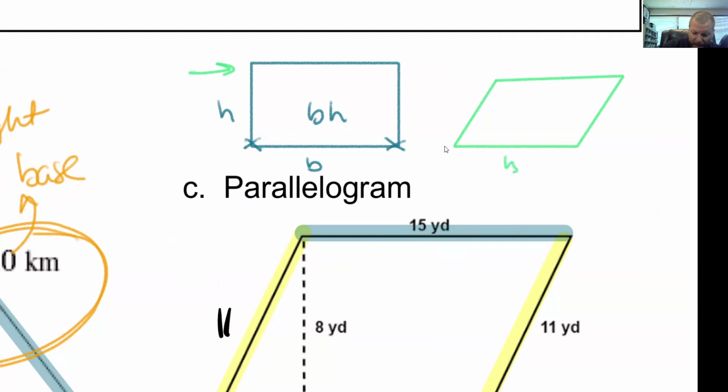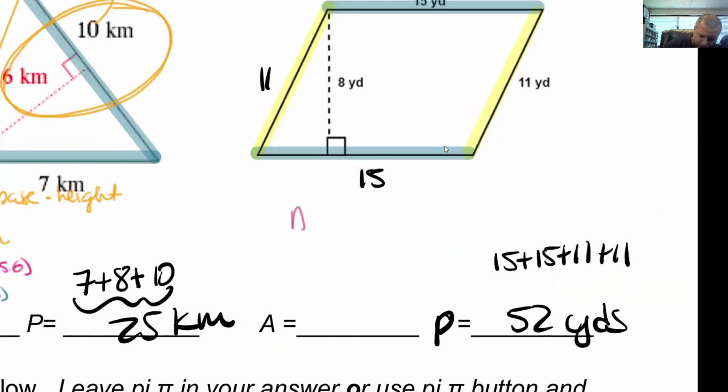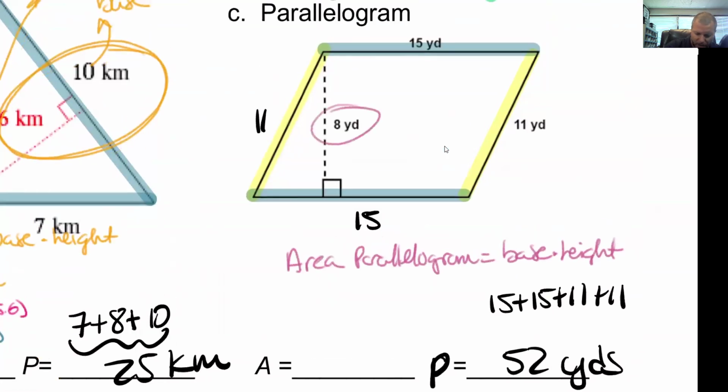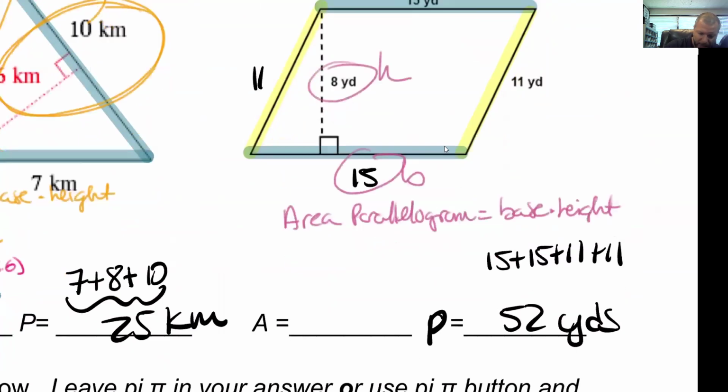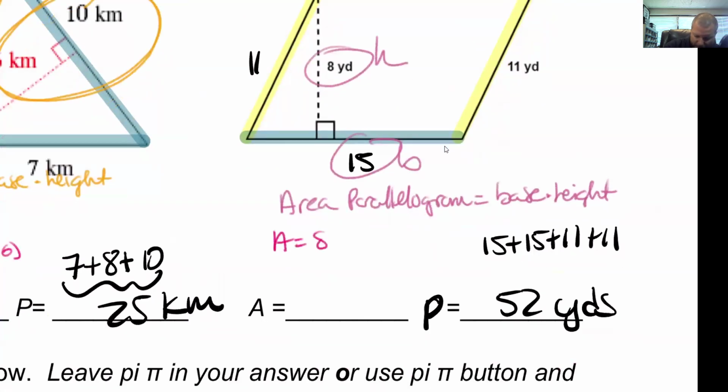So for a parallelogram, not the trapezoid, you're going to have the same formula. It's going to be your base times your height. So area of parallelogram equals base times height. Again, bases and heights will always be perpendicular, they'll always form a right angle. So there's a height, there's our base. So your area is just going to be 8 times 15, which is 120. My units are yards, so yards squared.